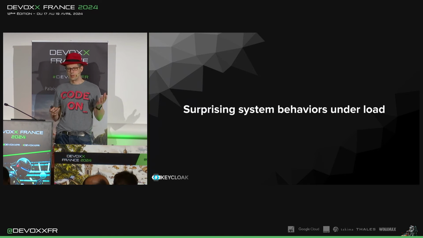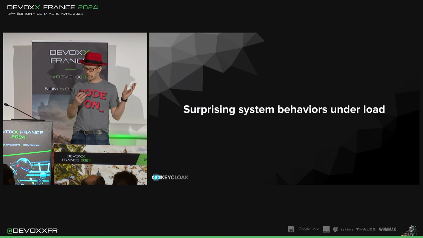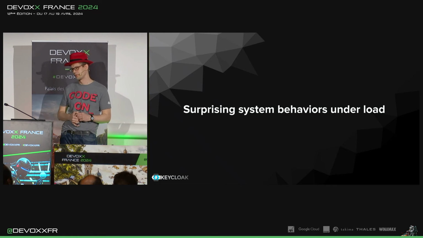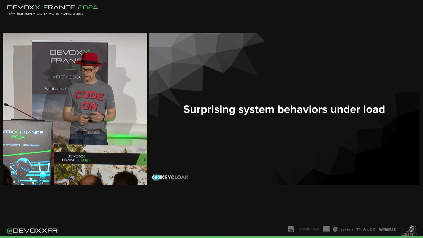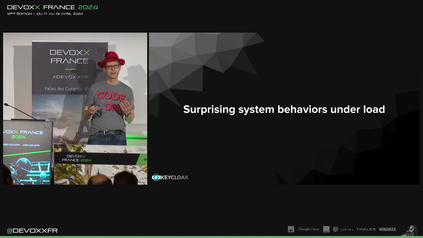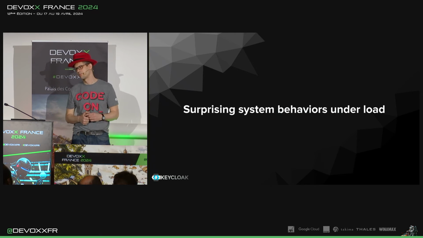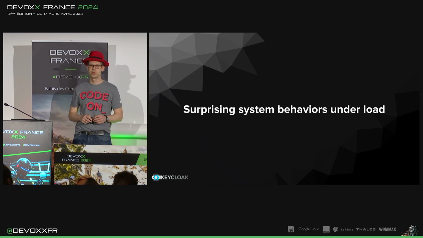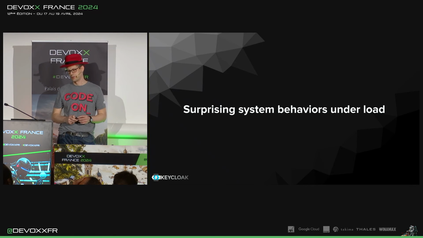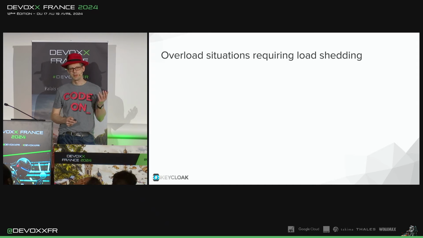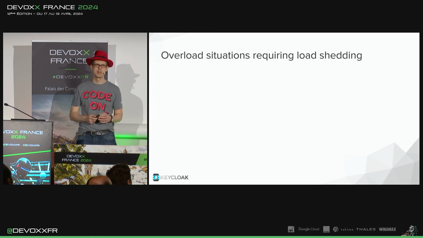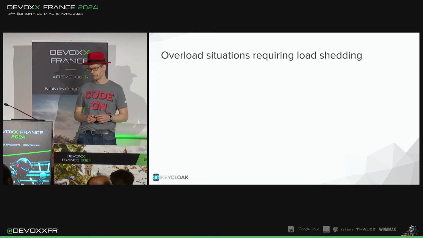Right, so this architecture we saw before, we put it under a lot of stress to figure out where and how it fails, and then to improve it. We had some interesting and surprising system behaviors under load. I'll walk you through some of those, because maybe your applications will suffer from the same behaviors, and maybe you want to adopt one or two solutions that we tried out. For example, overload situations. We tried a lot of overload situations with Keycloak, and we found out they require load shedding, which is now part of Keycloak 24.